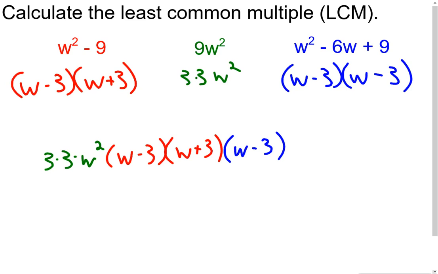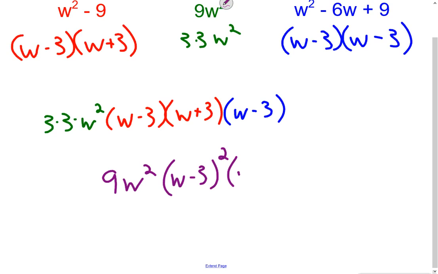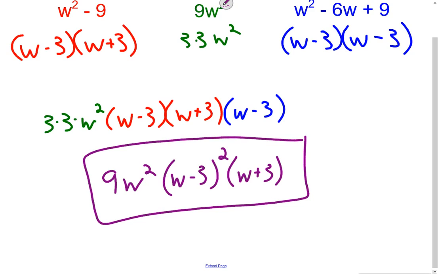And there we go. So when I put it all together, I'd multiply my 3 times 3 to get 9, excuse me, and then I'm going to have my w squared. Since I have 2 factors of w minus 3, I'm just going to write it as w minus 3 to the second, and then the w plus 3. And I'm going to leave this as my least common multiple.